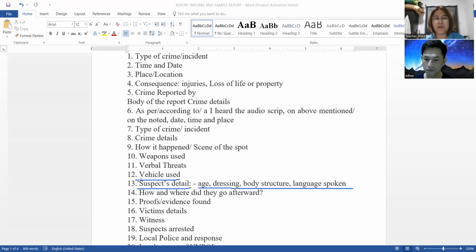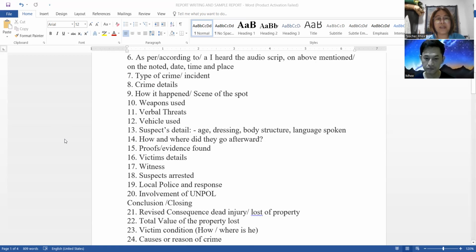If the witness describes the suspect in detail, like what's the height, how tall is the suspect? Are they big or just small? And are they wearing any mask or caps or hats? The dress, how they dress, the structure, if it is big or small or short, and the language spoken. Next is how and where did they go afterward. So the details is where did they run? Next is proofs or evidence found. Are there any evidence or proofs left by the suspects in the scene?